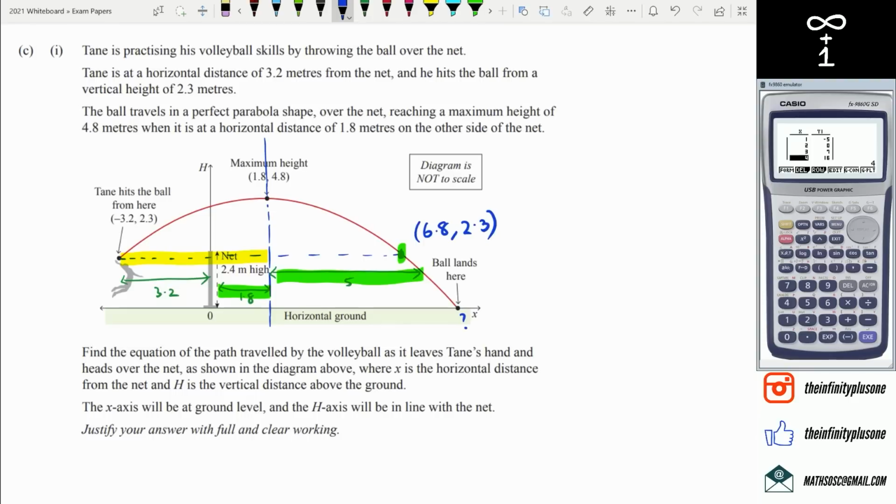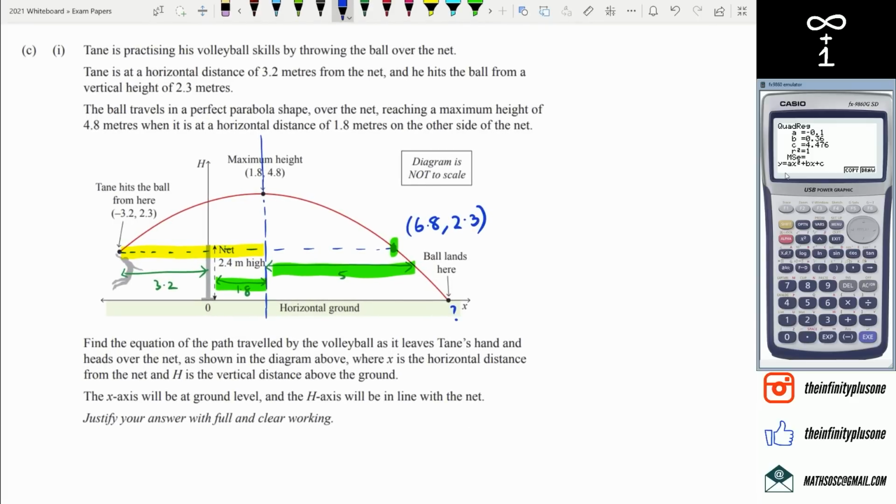I am straight away going to go into my calculator and punch it in here. So I've got -3.2, 1.8, 6.8, I've got 2.3, 4.8, and 2.3. Go into calc, graph one, calculate, and I'm looking for x squared. And as you guys can see, it's going to give me this equation. Again, you can see the a value is negative 0.1, b is 0.36, and c is 4.476.